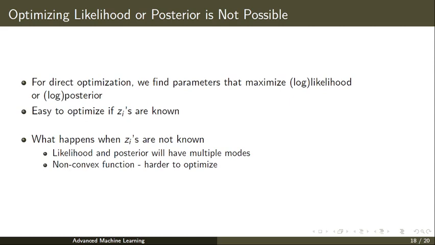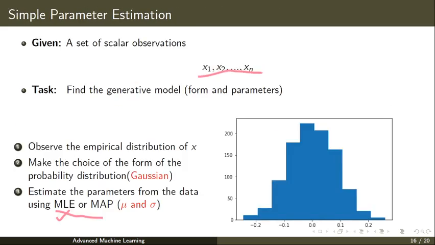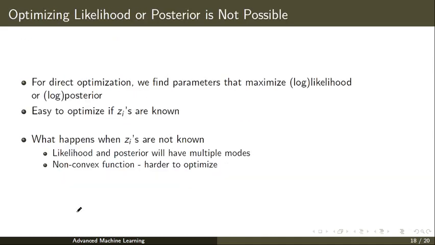The second method is direct optimization. As we have seen in the case of simple parameter estimation, maximum likelihood estimate, the MLE, if we apply the same process, looking at the sample and trying to optimize the likelihood, what will happen? That's what we are going to do.